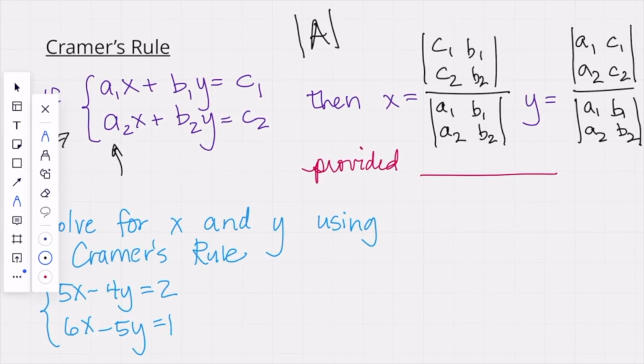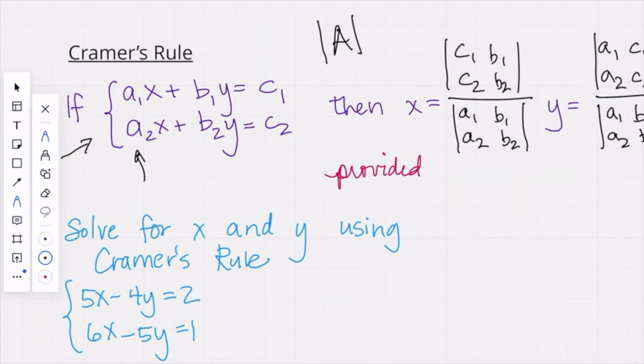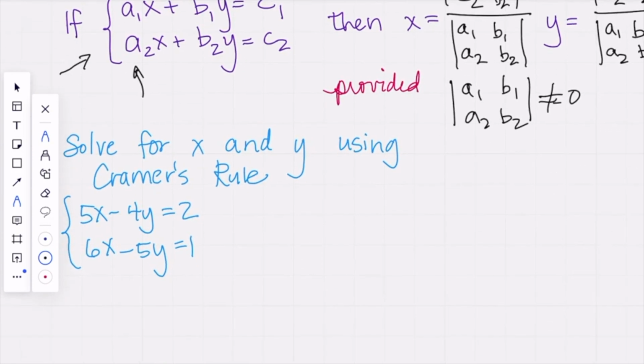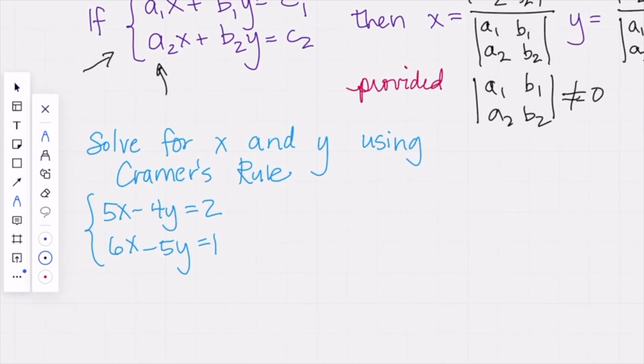Now there is one caveat, one little condition here. Because we are dividing by a number, we got to say that that denominator can't equal 0, because I can't divide by 0. So I'm going to say provided that the determinant of A1, B1, A2, B2 is not equal to 0. That's the only condition here, okay? All right, so let's do one of these problems, and that's the end of this little topic, okay?